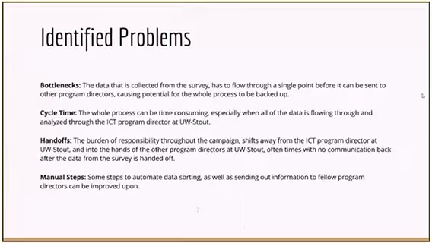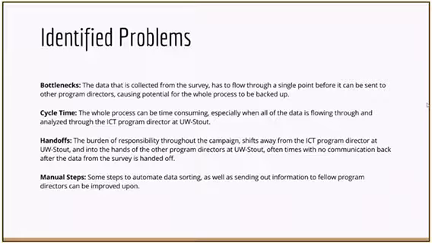Next, we identified the problems of the process, first being bottlenecks. The data that is collected from the survey has to flow through a single point before it can be sent to other program directors, causing potential for the whole process to be backed up. Next, we have cycle time, which is the whole process. The whole process can be time-consuming, especially when all the data is flowing through and analyzed through the ICT program director at UW-Stout.